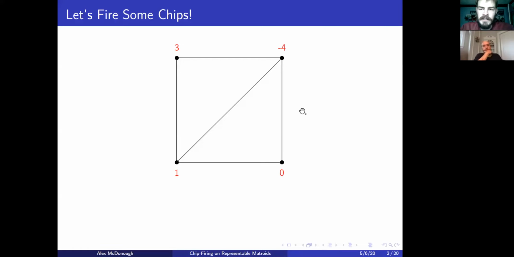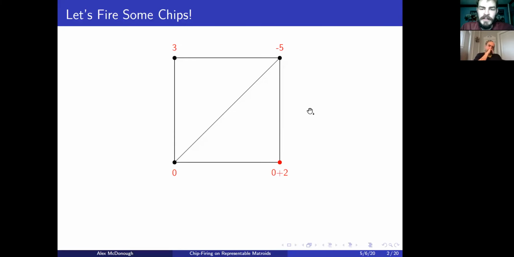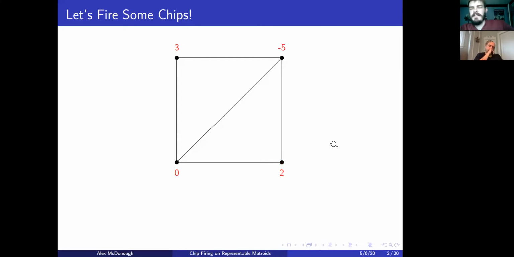You're also allowed to do an unfiring. So if I wanted to unfire this bottom right vertex, then I would suck in one chip from the adjacent vertices, and then there would be 2 more chips on that vertex.